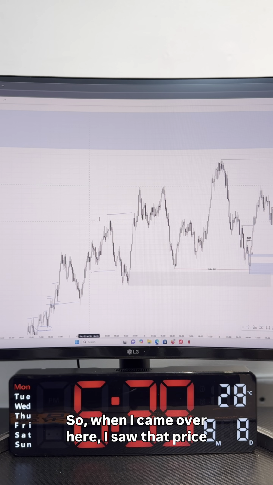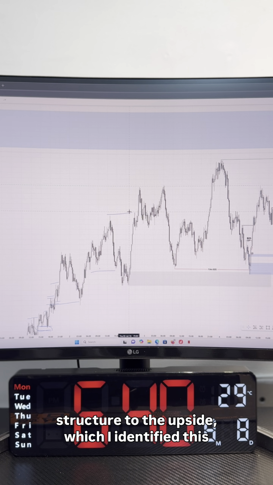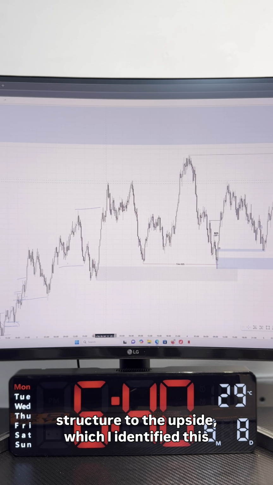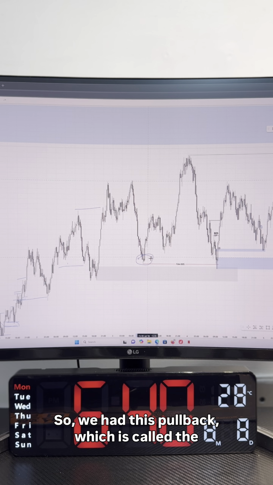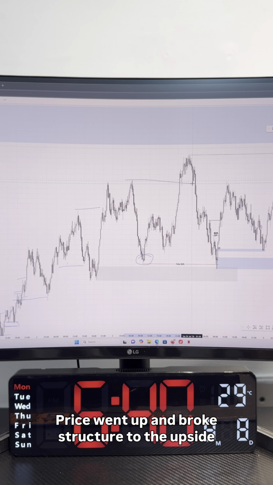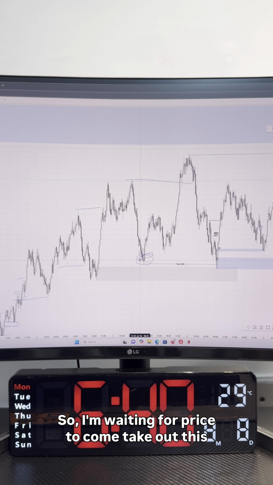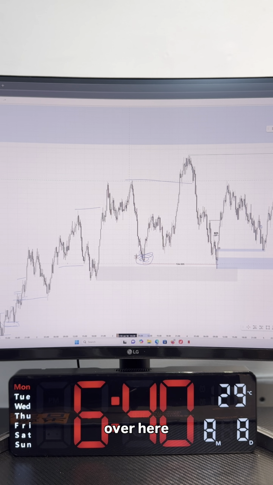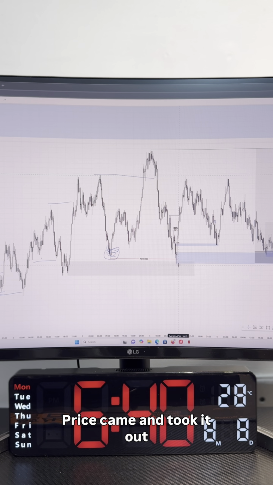So when I came over here, I saw that price took out all this liquidity and then it broke structure to the upside, which I identified as my pullback. So we had this pullback, which is called the inducement. So what happened? Price went up and broke structure to the upside. So this is my pullback. So I'm waiting for price to come take out this liquidity over here. And what happened? Price came and took it out.